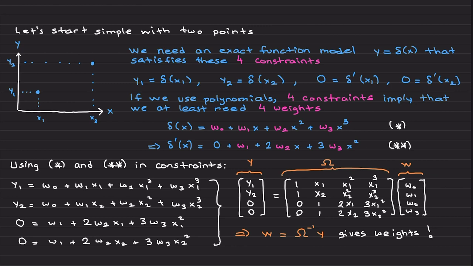At the end of the day, you can represent these 4 equations like y vector, y1, y2, 0, 0, w0, w1, w2, w3, and this omega matrix. And you can solve this, you can get the values for w's by w equals to omega inverse y. That is because y equals to omega multiplied by w. You can find w by inverting omega and get y. And in this case, omega should be invertible since for the number of constraints given, you use the equal number of weights.